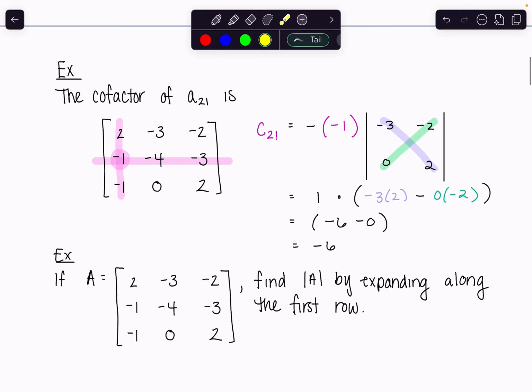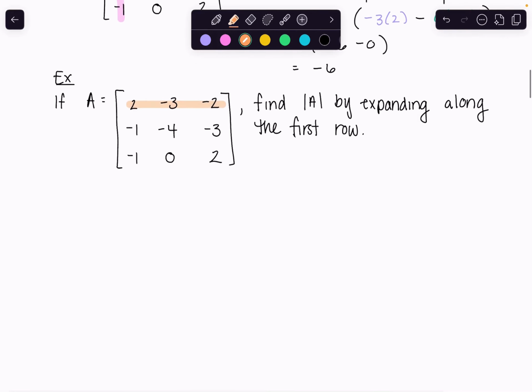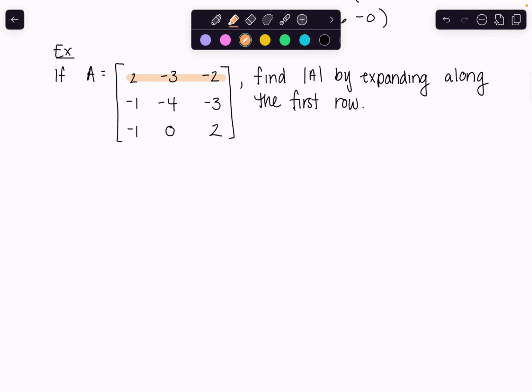So let's try with this exact matrix. We're going to find the determinant of A by expanding along the first row. So we're going to use the cofactors of these 3 elements. Okay. All right, so let's go ahead and start by just copying this matrix. And again, we're taking the determinant of A.